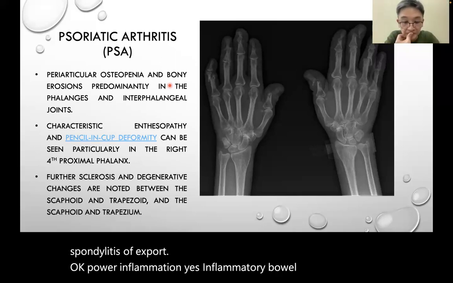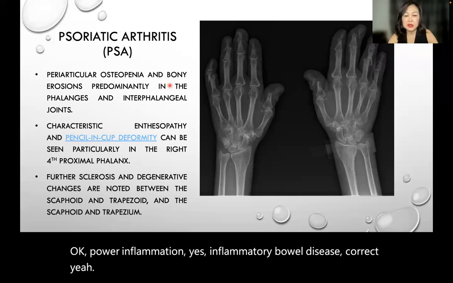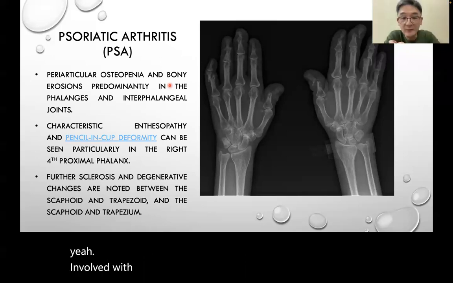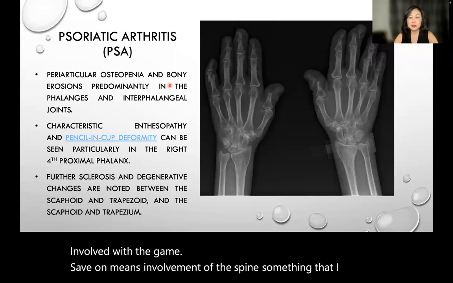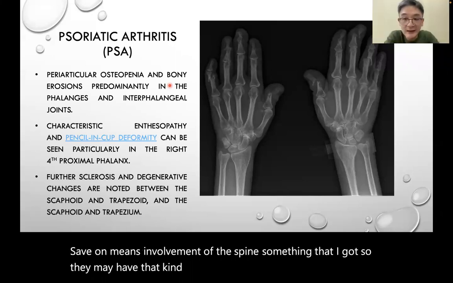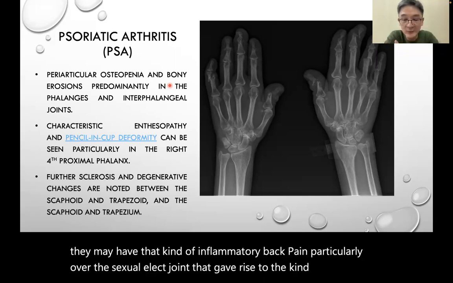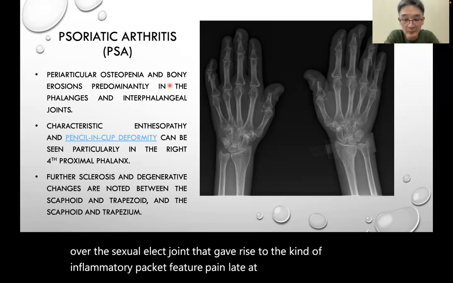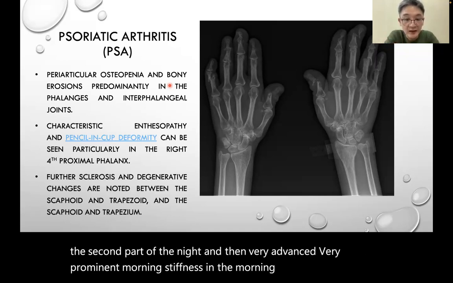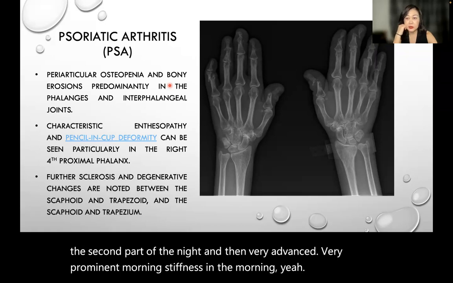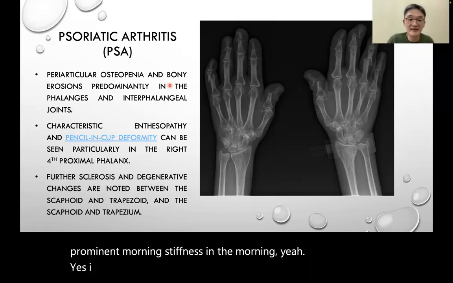What is axial involvement again? Please educate me. Axial involvement means involvement of the spine. So they may have that kind of inflammatory back pain, particularly over the sacroiliac joint, that gives rise to the inflammatory back pain feature: pain late at night that wakes them up in the second part of the night, and then very prominent morning stiffness. Who can also get bowel involvement? Yes, IBD, inflammatory bowel disease.